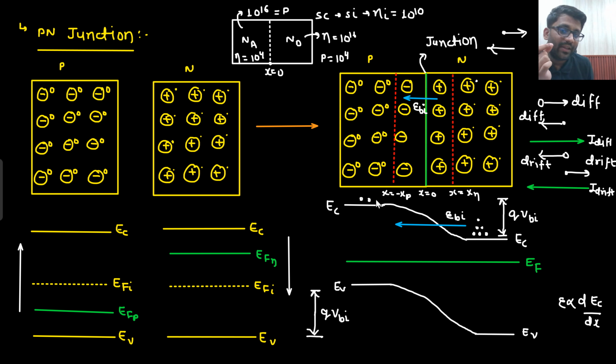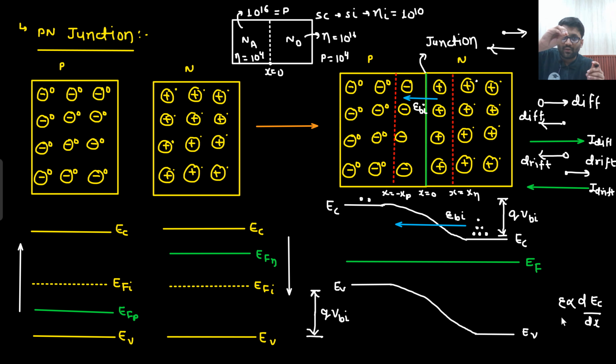So electrons will be drifting in this direction and electrons will be diffusing in this direction. Are we correct? Yes, electrons are diffusing in this direction. Electrons will be drifting in this direction. And the number of electrons which are drifting and the number of electrons which are diffusing, both are equal to each other. And that's why the total current is 0. So this much barrier is good enough to make drift and diffusion equal to each other.